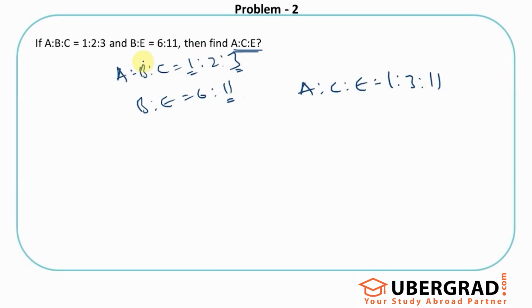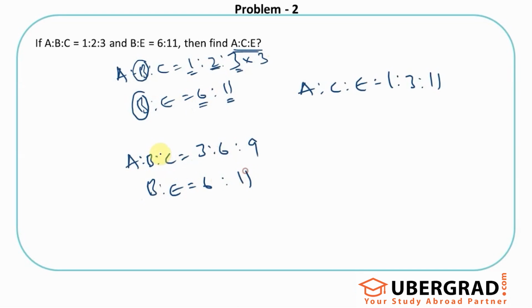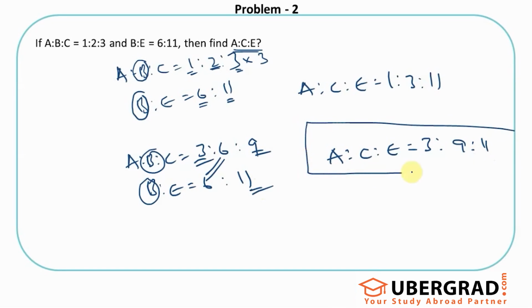Pick the common element in both the ratios, that's B. I should make them equal in both. So B is the common element in both the ratios. B is 2 in one ratio and 6 in another ratio. So I need to make them equal. So let me multiply this with 3. Then A is to B is to C will become 3 is to 6 is to 9 and B is to E is already 6 is to 11. Now I have B being the same, 6 and 6, in both. Now I can write A is to C is to E as 3 is to 9 is to 11. So that's the answer for A is to C is to E.